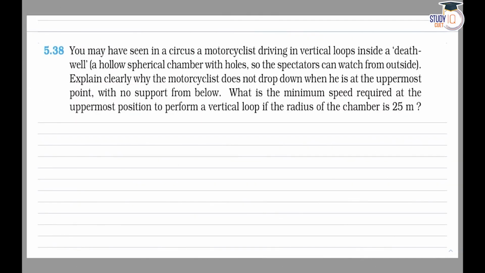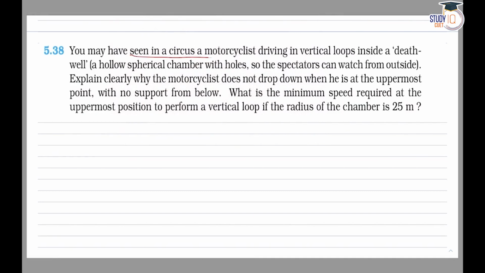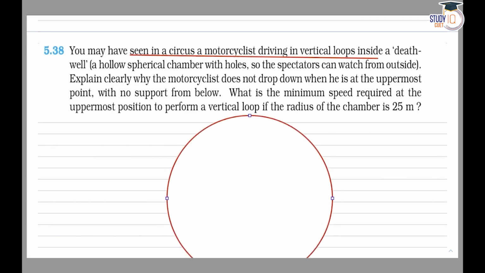NCERT Physics Class 11th, 5th chapter, Motion in a Plane, question number 5.38. In this case, we have seen a motorcycle driving in a vertical loop inside a death well. So a problem of the death well is given to us. When a cyclist or motorcyclist moves in a death well, he's asking why the motorcyclist does not drop when he is at the uppermost point.